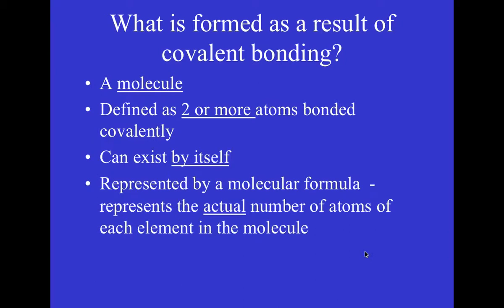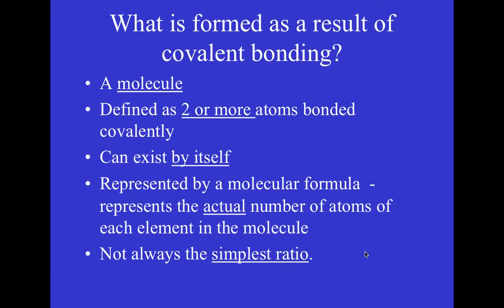A molecule is represented by a molecular formula. This represents the actual number of atoms that make up the molecule. In an ionic compound, we use the simplest ratio. But in covalent bonding, we don't always write it that way.